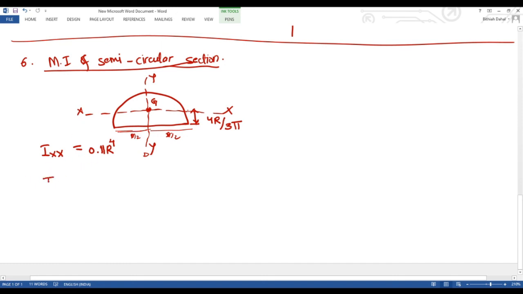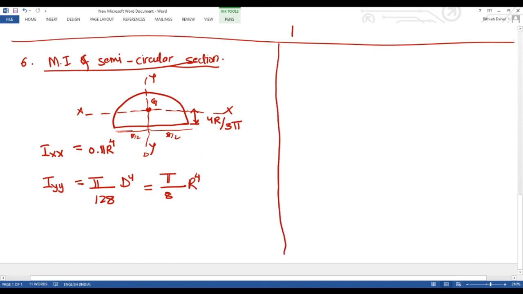And similarly, my moment of inertia about Iyy will be equal to pi by 128 d raised to power 4, or if you write it in terms of radius, it will be pi by 8 r raised to power 4. So you will get these two moments of inertia.